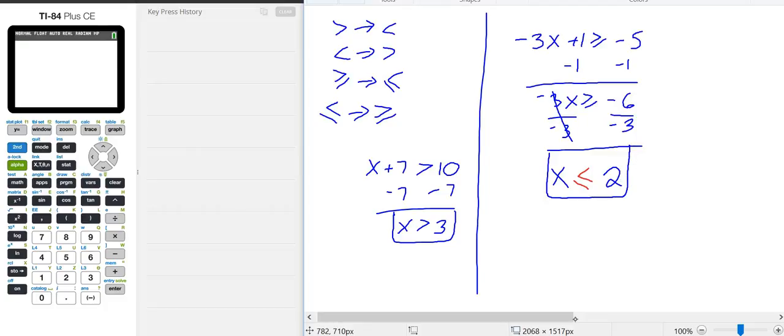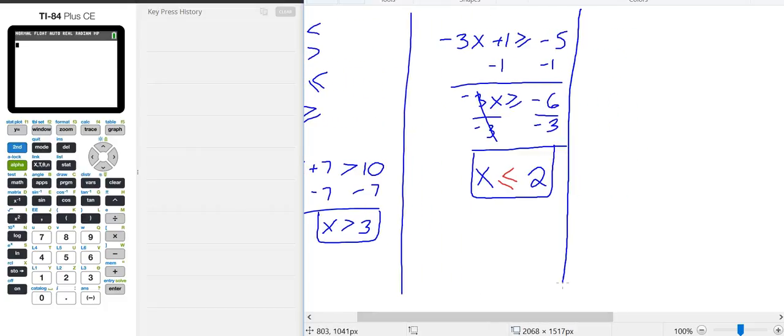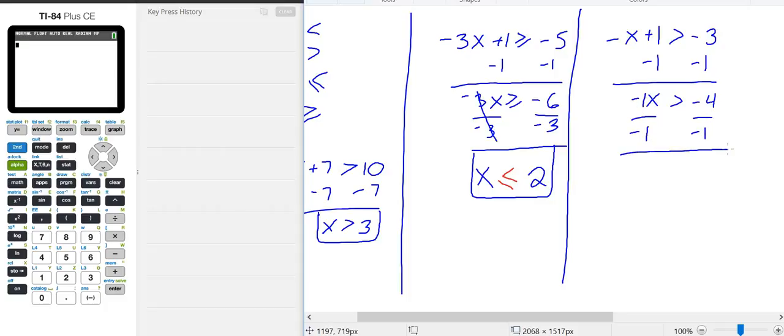and this is the answer to the question. Let's look at one more example. Let's say we have negative x plus 1 is greater than negative 3. If we subtract 1 and subtract 1, negative x is greater than negative 4. Now we're dividing by a negative. We're dividing away this negative 1, the coefficient of the x. Negative x divided by negative 1 is positive x, and we have to switch this greater than sign to a less than sign. So x is less than negative 4 divided by negative 1, which is positive 4. x is less than 4.